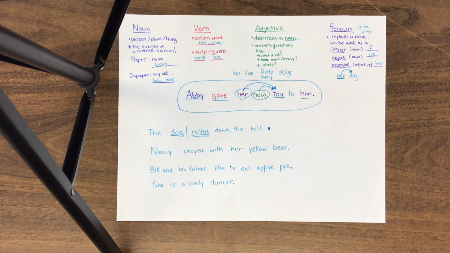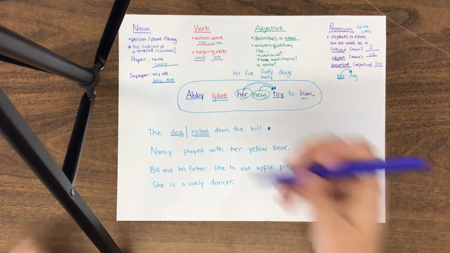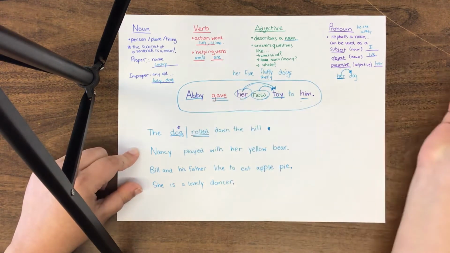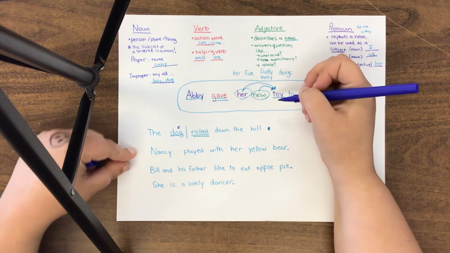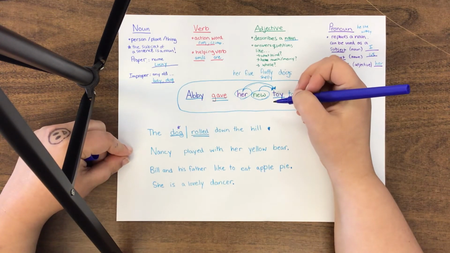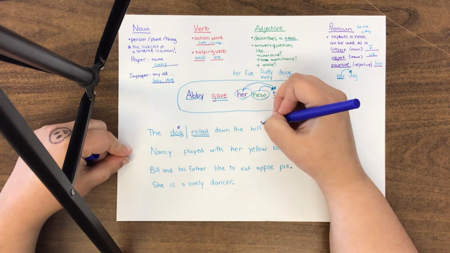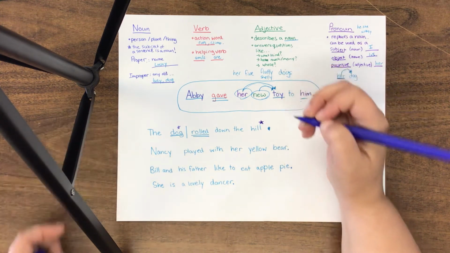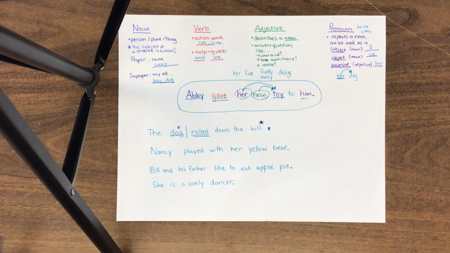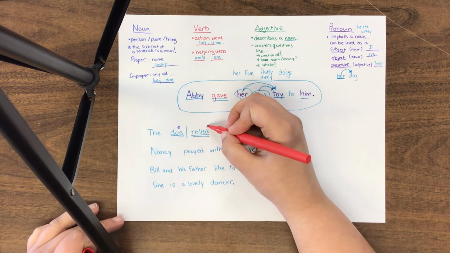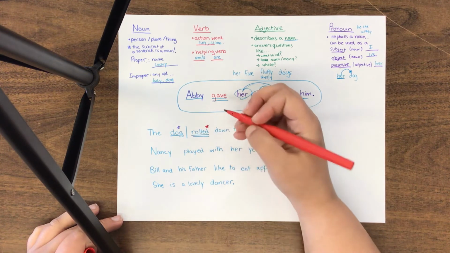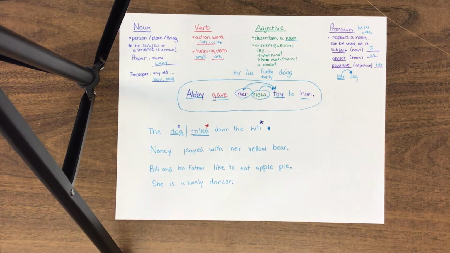Now, let's find our nouns. So first of all, dog is a noun. Is there anything else that is a noun? A person, place, or thing? Hill. Hill would be a noun as well because it is a person, place, or thing. A hill is a thing. Very good. Do we have any verbs? Well, rolled is our action verb, so we put a star next to that one. Rolled is our verb.